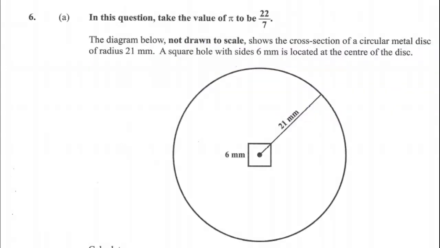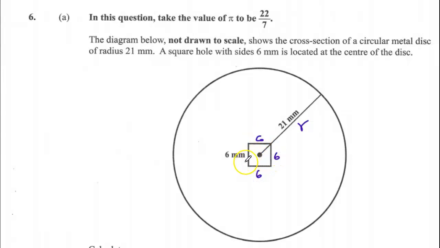We are now at question 6, which is a measurement question. In this question we are told to use pi to be 22/7. The diagram, not drawn to scale of course, shows a cross section of a circular metal disc with radius 21 millimeters, as we can see here. So this is r, the radius, 21 millimeters. And a square hole with side 6 millimeters located at the center of the disc. And of course, a square, so here's 6, here's 6.